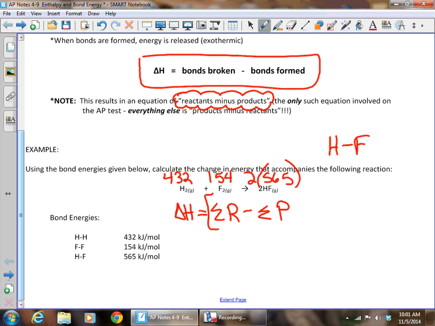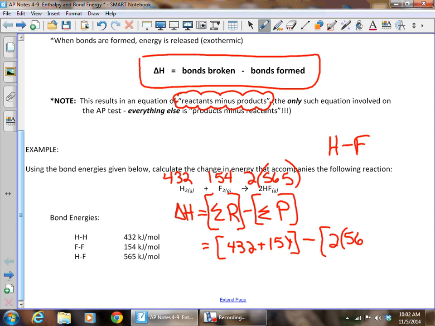So please use your brackets. In this particular case, it doesn't matter as much since there's only one product, but it could in other problems. So we've got a sum of 432 plus 154, and we're going to be subtracting 2 times our 565, which gives us 586 minus 1130. Gives us a grand total of negative 544.